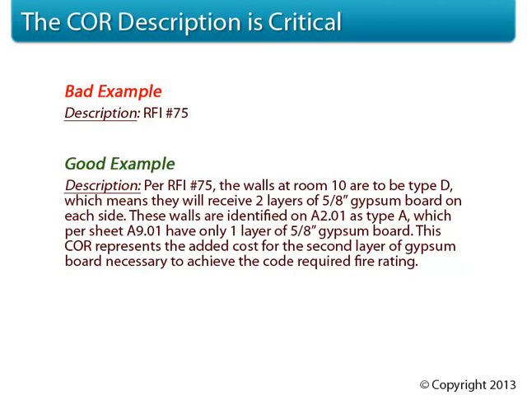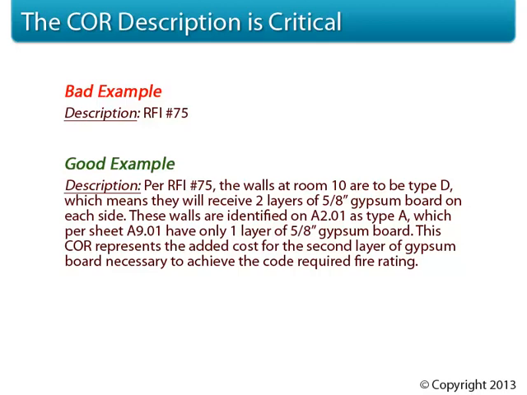Per RFI number 75, the walls at room 10 are to be type D, which means they will receive 2 layers of 5/8 inch chipboard on each side. These walls are identified on A2.01 as type A, which per sheet A9.01 have only 1 layer of 5/8 inch chipboard. This change order request represents the added cost for the second layer of gypsum board necessary to achieve the code required fire rating.